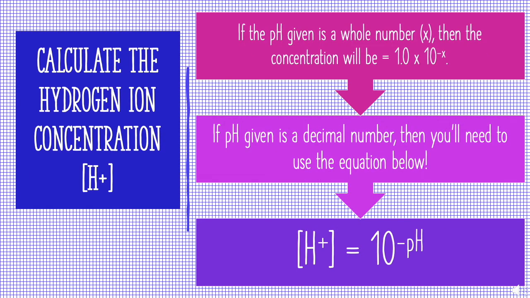It's also good to know how to calculate the hydrogen ion concentration if you're given the pH value. So if you're given a pH value that is a whole number, let's say x, then the concentration is going to be equal to 1.0 times 10 to the negative x. However, if the pH value given is a decimal number, then you'll need to use the equation below. This equation, where the hydrogen ion concentration is equal to the antilog of the negative pH value, allows us to determine a concentration if our pH is not a whole number.